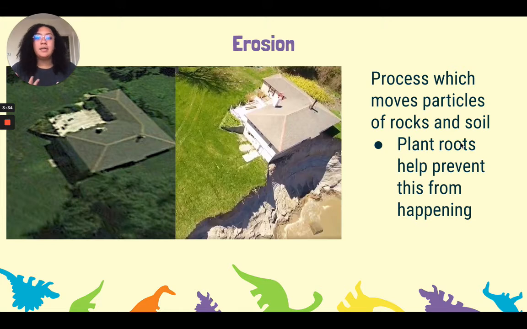Okay, so sometimes if we have a lack of soil management, this may cause erosion, or just naturally we can see erosion happening. So that's when particles of rocks in soil are moved. They could be moved by air or water, all of those things, but plant roots help prevent this from happening. So if we do more deforestation, that could cause more erosion. So it's important to us to keep those plant roots present to prevent erosion from happening.